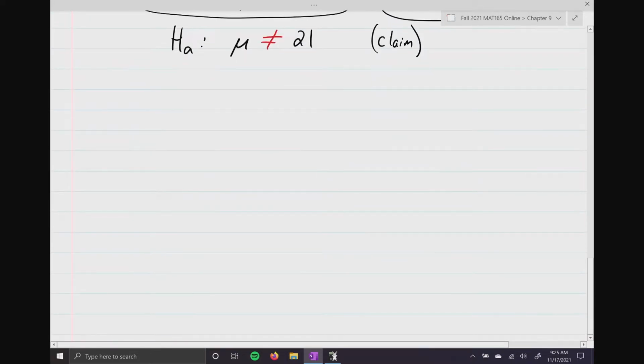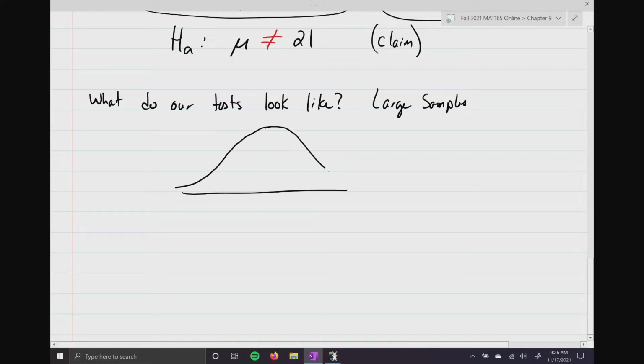So the next thing I want to go over is, well, what do our tests look like? Well, since we're using large samples, recall from the central limit theorem that if you have large samples and you were to do a probability distribution, you would end up getting something that resembles a bell-shaped curve, okay? So within this bell-shaped curve, we know that right down the middle is going to be that population parameter.